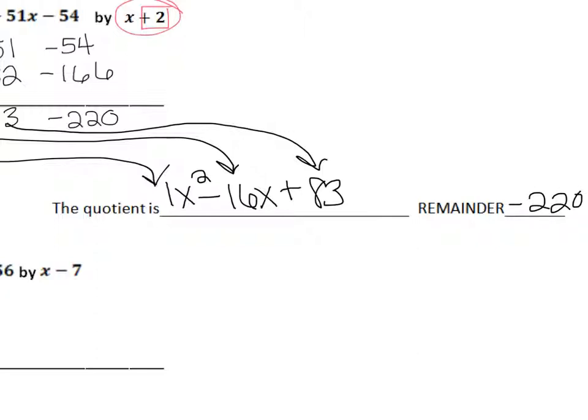A lot of times, because it's a remainder, you write it over what you divided by. So you'll also see, when you do your homework, minus 220 for the remainder over what you divided by, which is x plus 2. So since there was a space, we could put the remainder there, but really and truly, this is what we want to see.